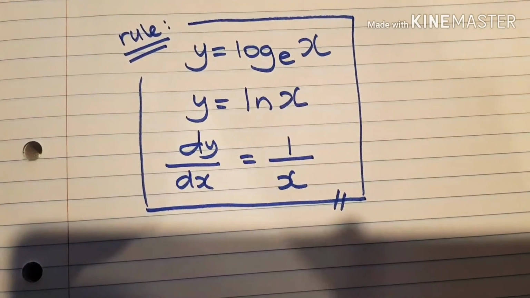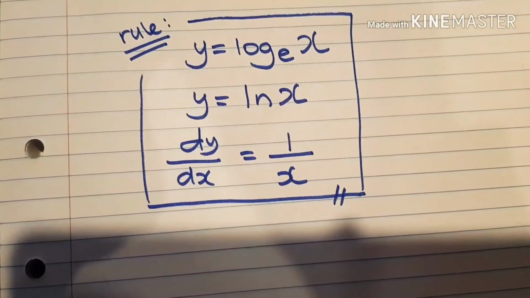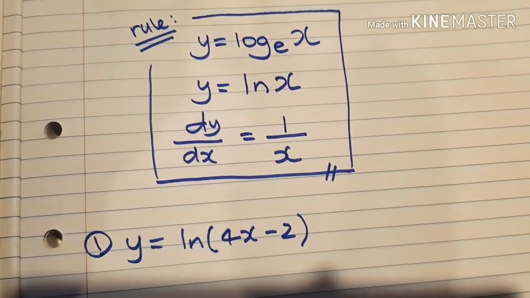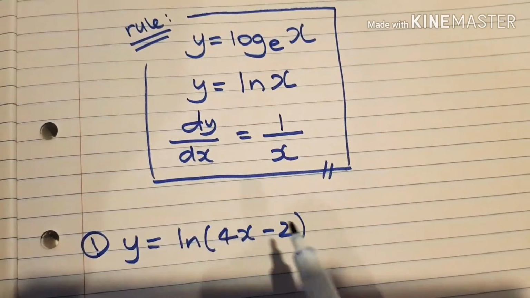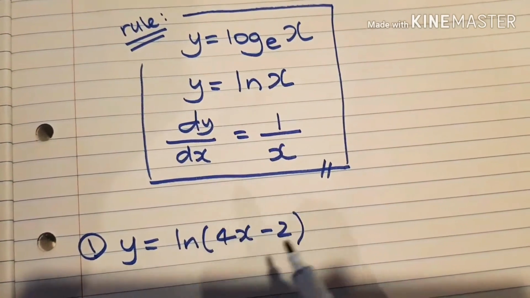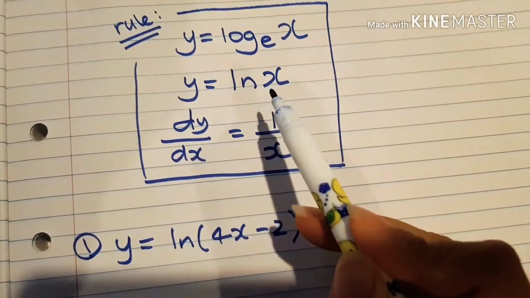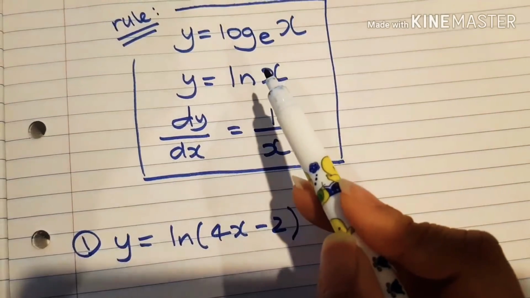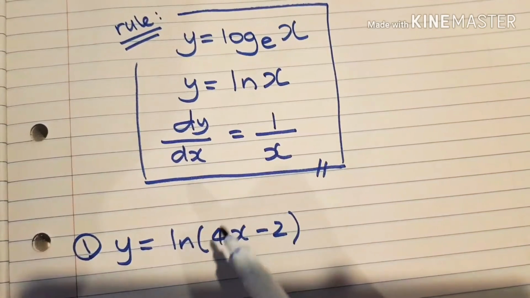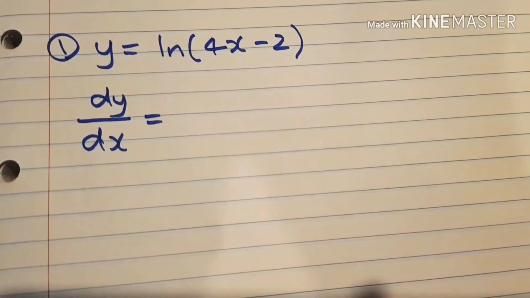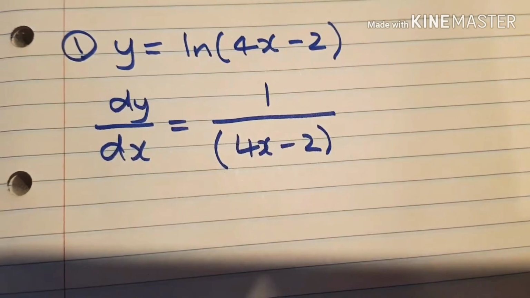Please have a look at this and let's see how this formula is applied. Let's see the first question. I have ln in bracket, ln x. This whole thing can be seen as this x value over here. So 1 over whatever the x value that I have. So it's going to be 1 over whatever I have inside the bracket. So if I differentiate the function, it will be 1 over 4x minus 2.